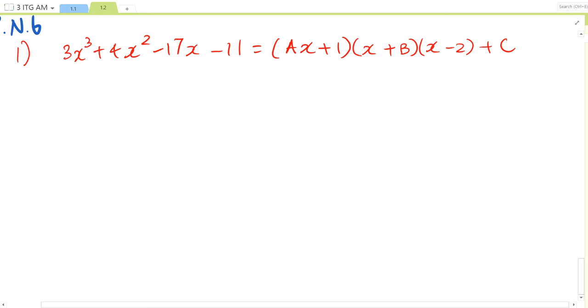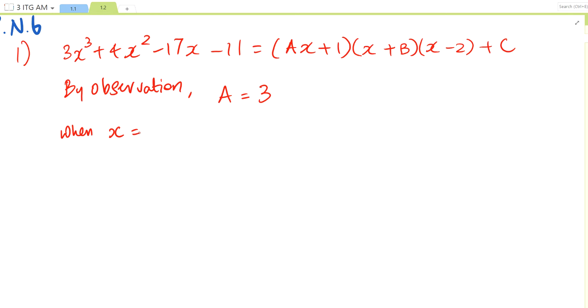Okay, so now our goal is to find the value of a, b, and c. I think that I can observe by observation a equals to 3. Who needs help for this? All okay? Okay, so that's one down already. Now, I want to try a certain value of x such that I get rid of as many things as I can. What is a good idea to substitute x into x?